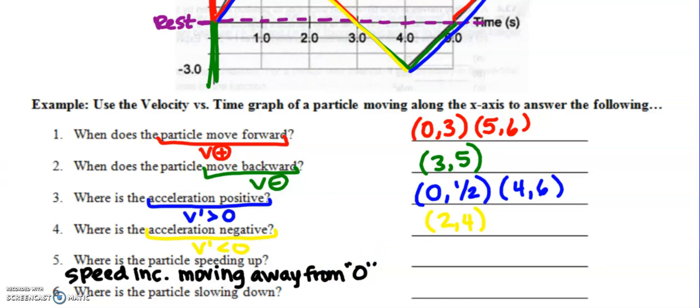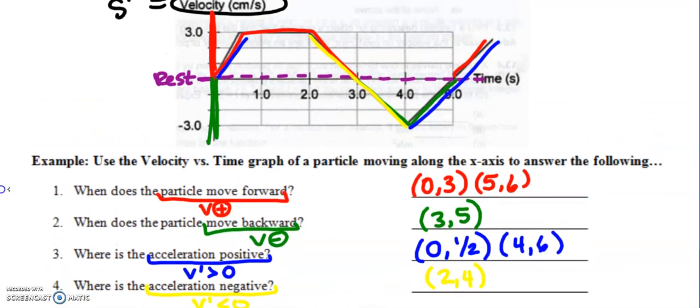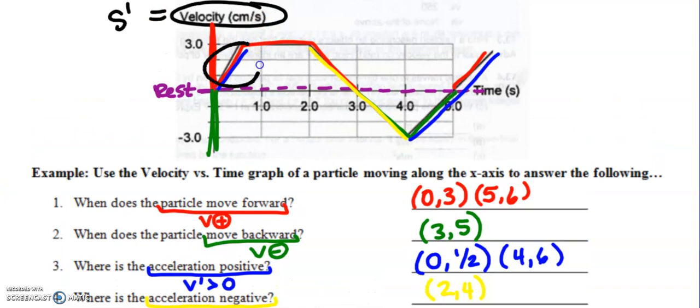So how do I move away from 0? Well, I move away from 0 right here, right? I start at 0 and I move away. Then I also move away here and here.